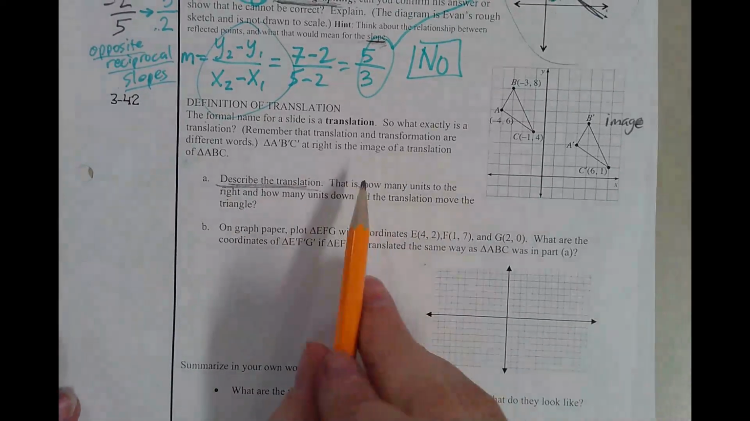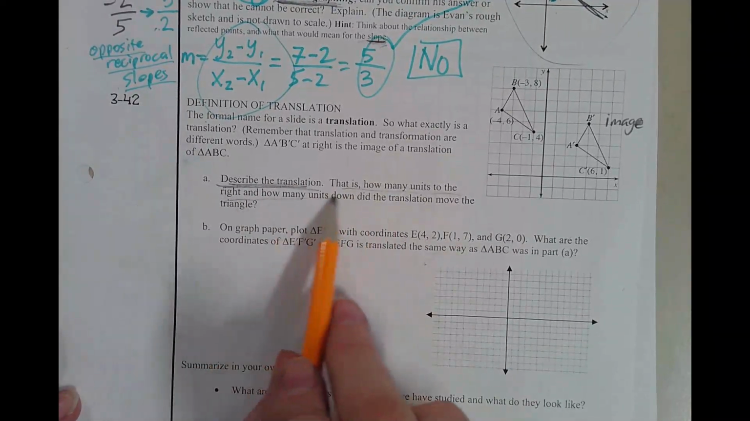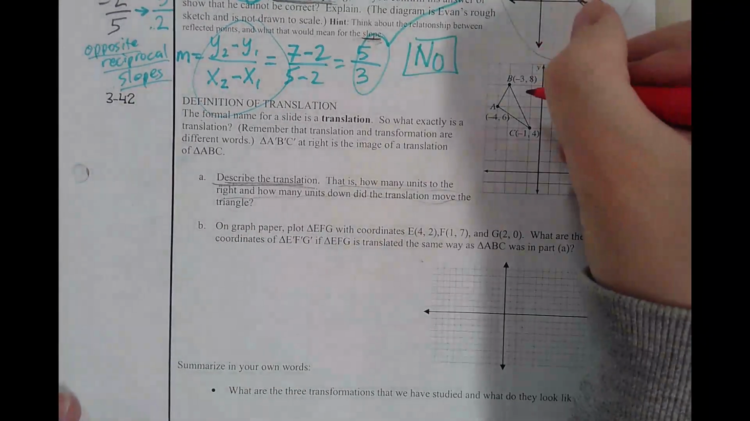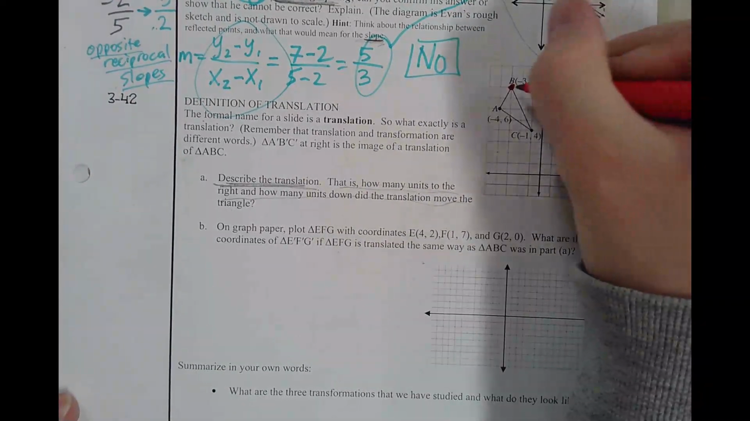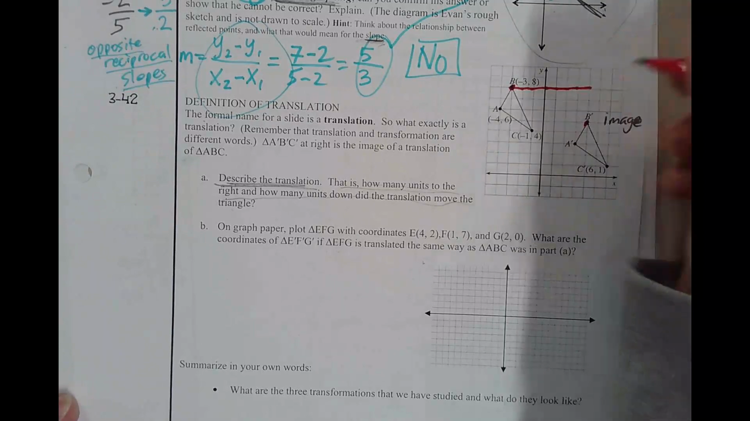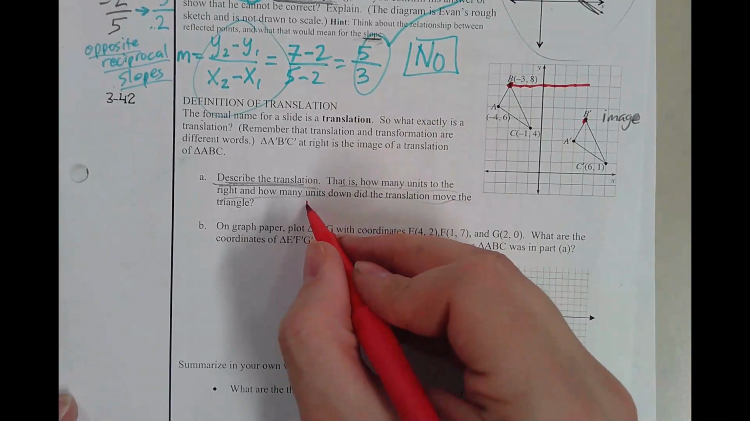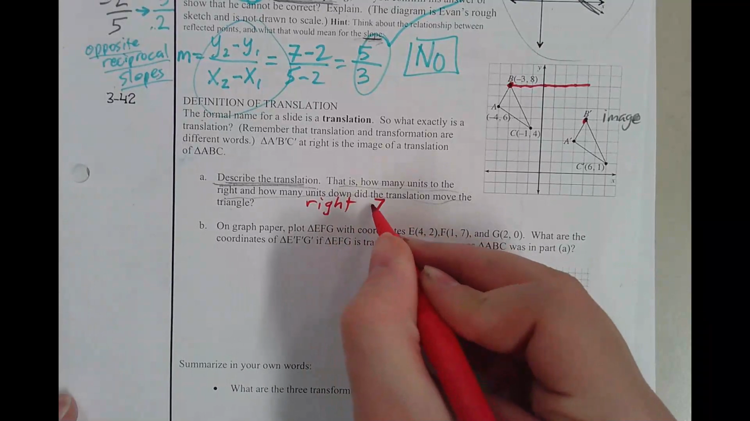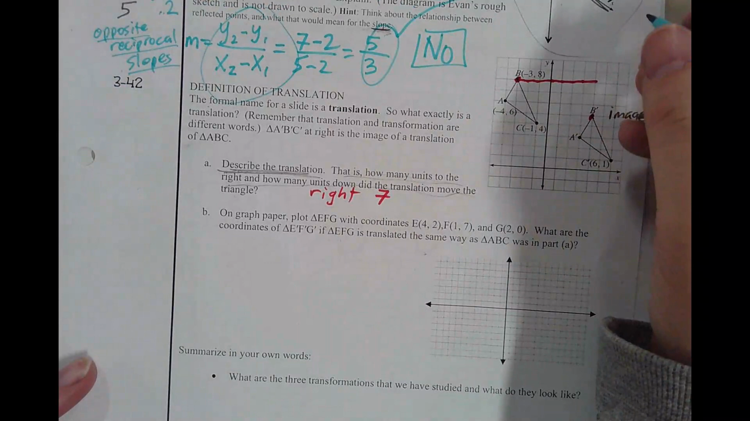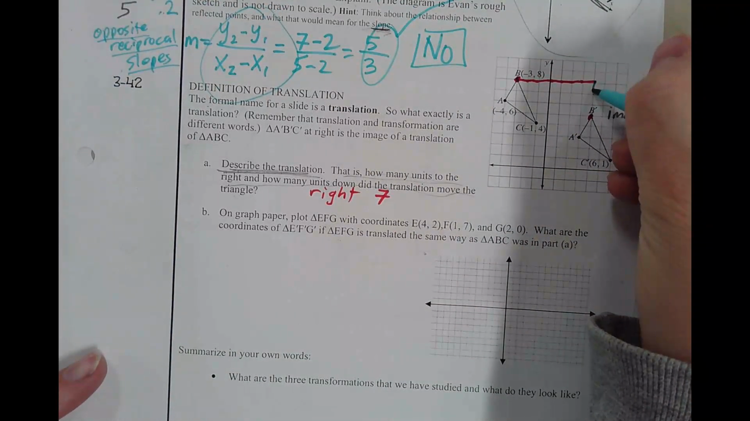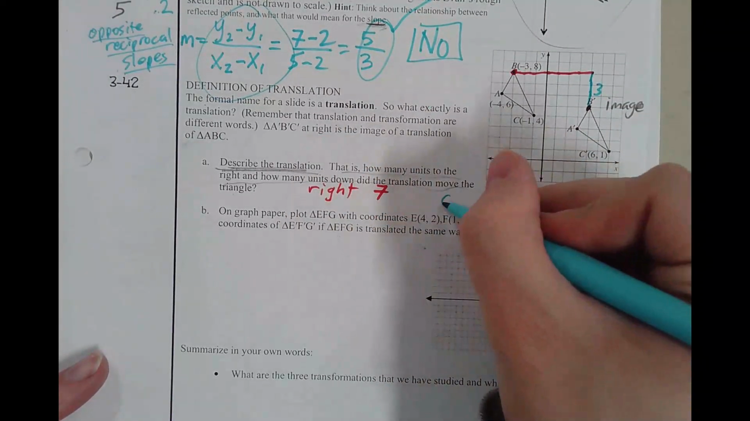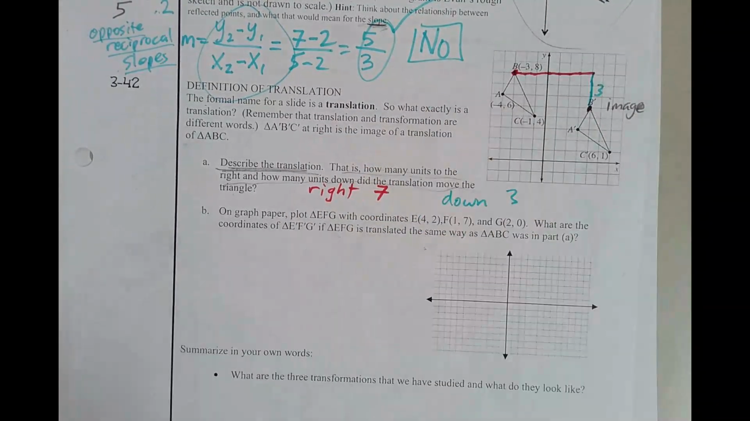How has it moved? That is, how many units to the right and how many units down did the triangle move? So if we count carefully, let's just check our work here. From B to B prime, how far right did it move? 1, 2, 3, 4, 5, 6, 7. Right 7. And now how many units down did it move? 1, 2, 3. So I'll say down 3.